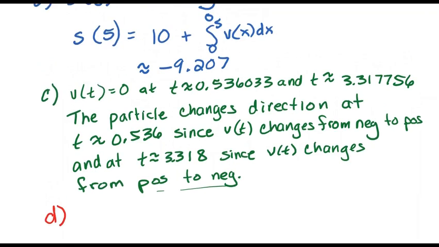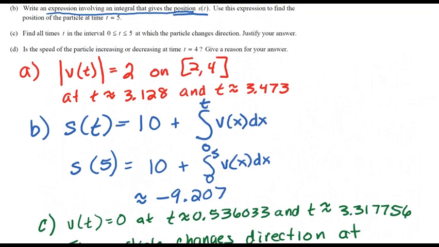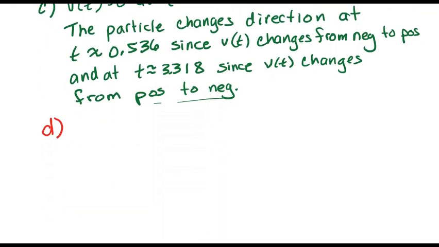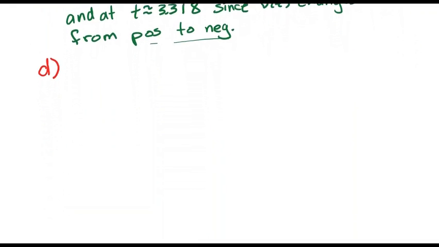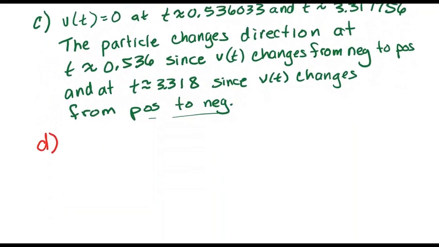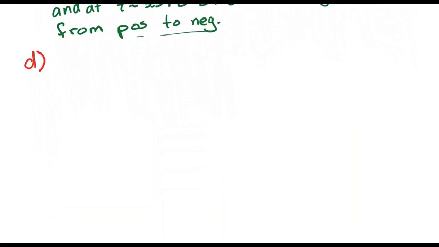All right, one more part here. Let's look what D is asking for. So far, this has been very straightforward. Is the speed of the particle increasing or decreasing at time t equals 4? So remember that speed is unsigned. So you could be speeding up if you're going in the reverse direction. You can speed up if you're going in the positive direction. So speed, the question here is, do velocity and acceleration have the same sign?